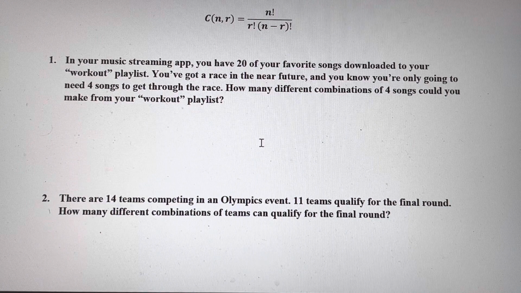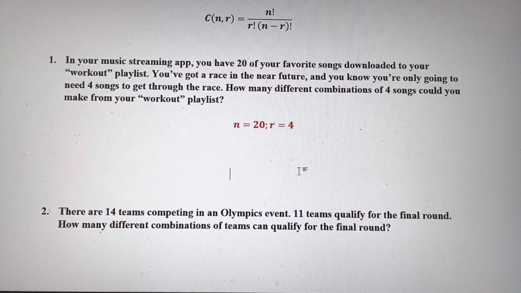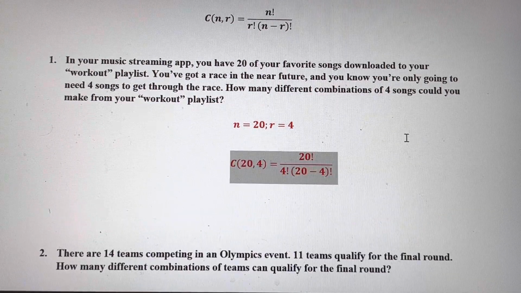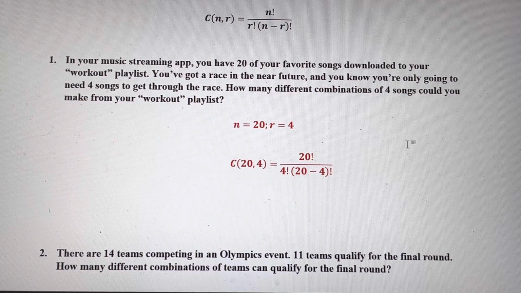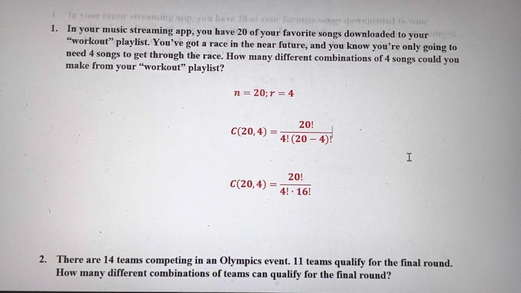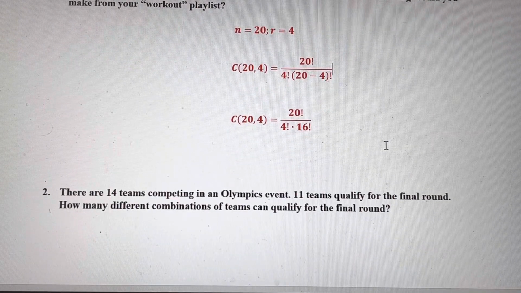Okay. So N is going to be 20 and R is going to be 4. All right, so let's plug these values into my formula. So the combination of 20 objects grouped 4 at a time is going to look like this, okay? Order of operations, I've got to do the parentheses part and simplify. So that gets me to 20 factorial divided by 4 factorial times 16 factorial, okay?